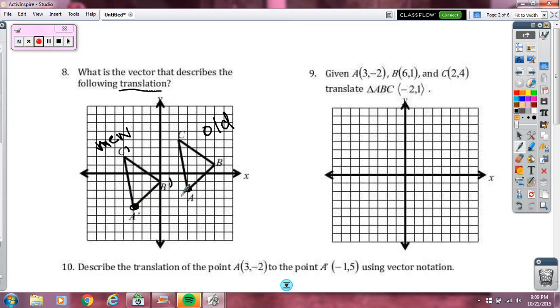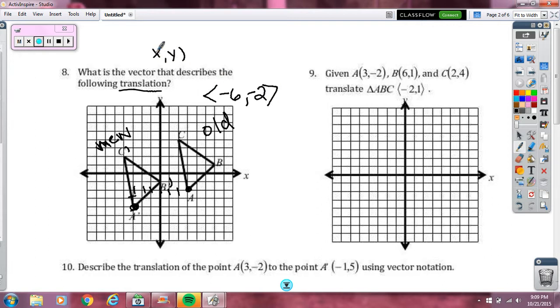So to get from A to A prime, first of all, I'm going left, 1, 2, 3, 4, 5, 6. So if I'm going to the left 6, that's a negative 6. And then from there, I'm going down 1, 2. Down is also indicated with a negative. So this vector is one way that you could write the rule.